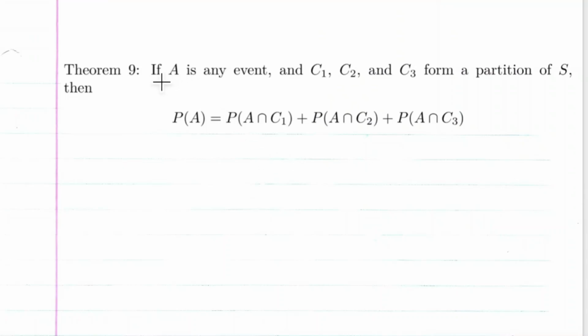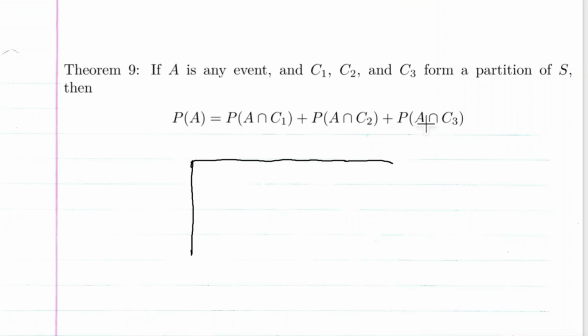Okay, so we're going to prove that if A is any event and C1, C2, and C3 form a partition of S, then the probability of A is equal to the probability of A intersection C sub 1 plus the probability of A intersection C sub 2 plus the probability of A intersection C sub 3. So let's go ahead and draw a picture illustrating what's going on here.